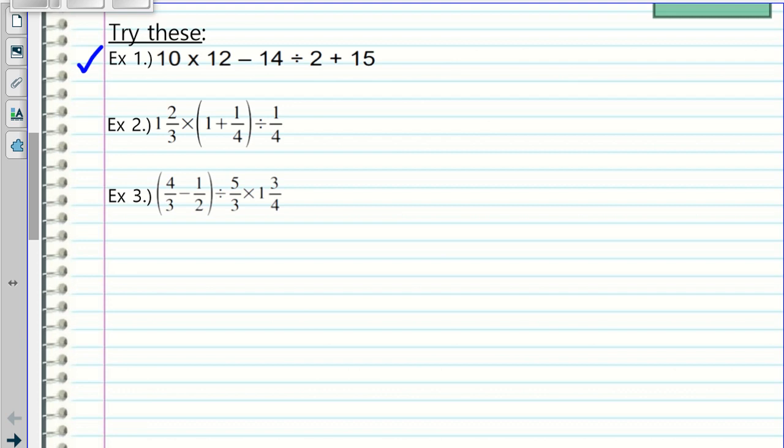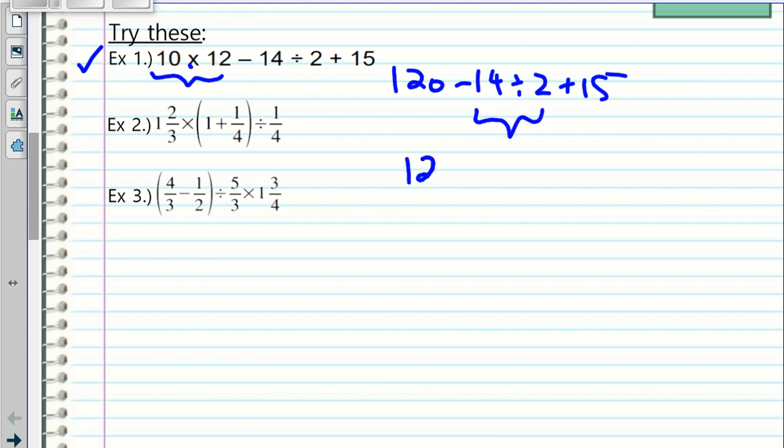All right, so let's see, I gotta do this first. So I'm gonna rewrite that's 120 minus 14 divided by 2 plus 15. Now, I picked this question specifically because I know some of you are gonna start going like this. The moment you multiply, you're gonna go left to right. You gotta do this next. So 14 divided by 2 is 7, right? So 120 minus 7 plus 15. What would that be? Let's see, 113 plus 15, 128.